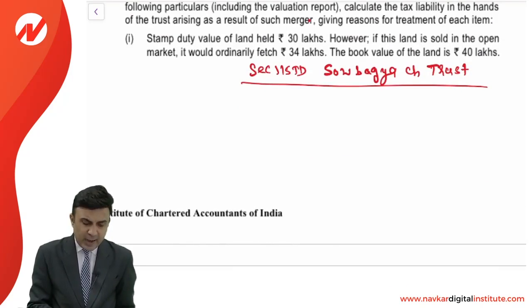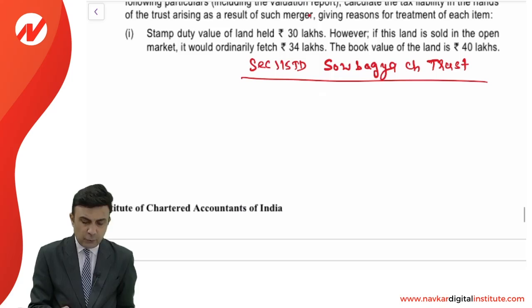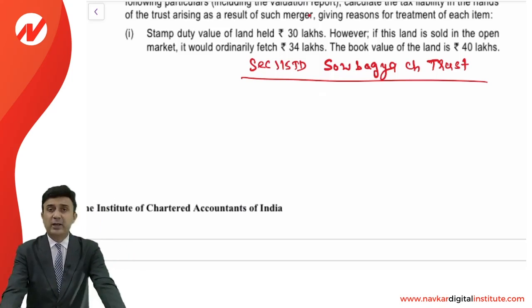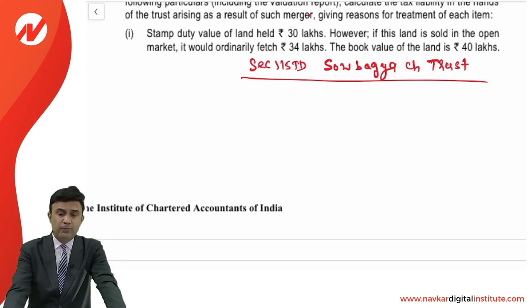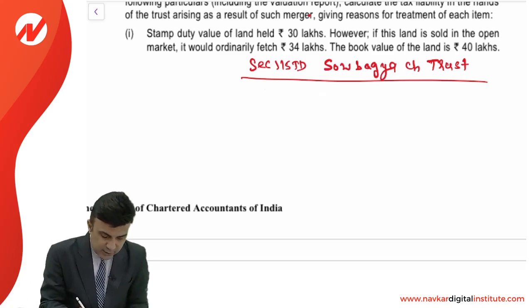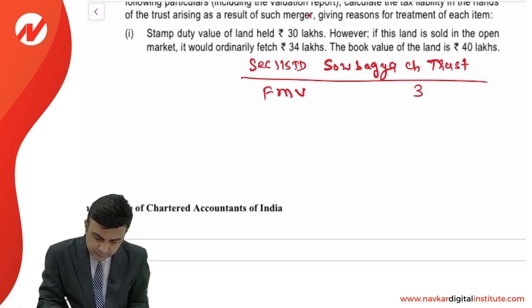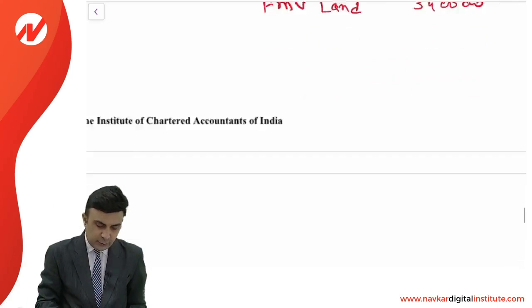Stamp duty value of the land held is 30 lakh. However, the land is sold in the open market, it would fetch 34 lakh. The book value of the land is 40 lakh. The three values given: stamp duty value, fair market value, and the book value. My friends, mind well, what is relevant is not the stamp duty value, but the fair market value of the land. So this is first point.